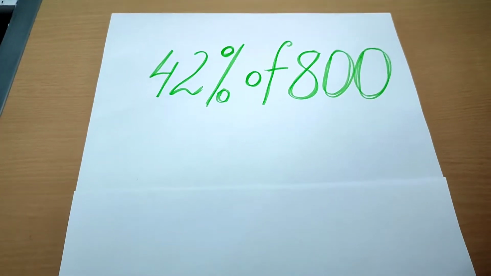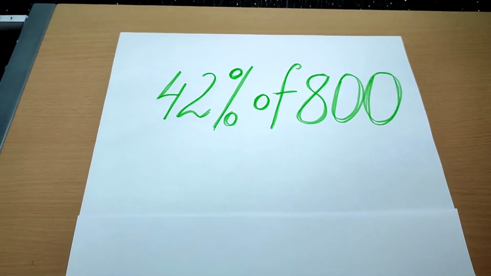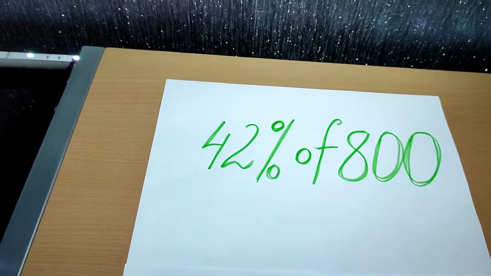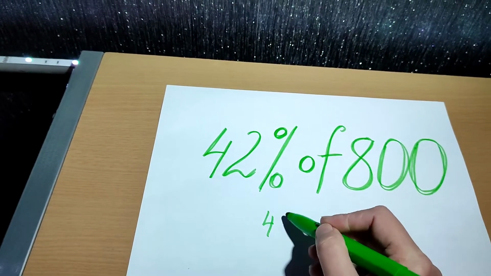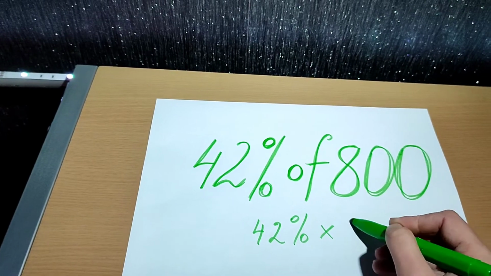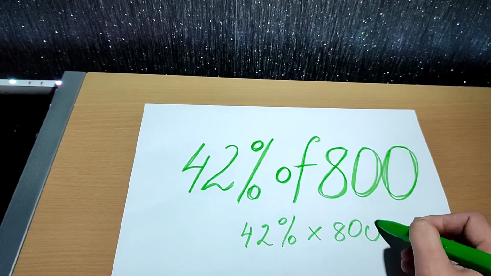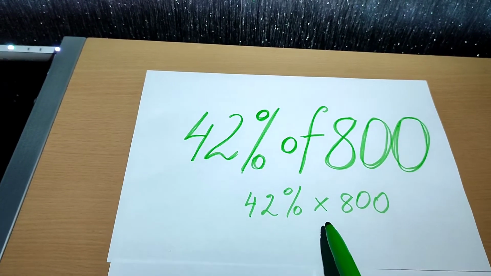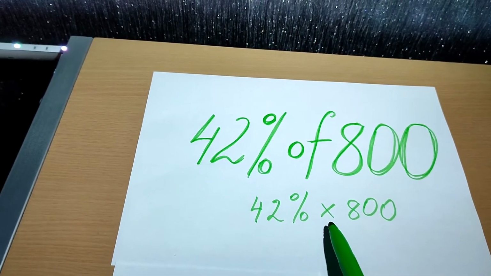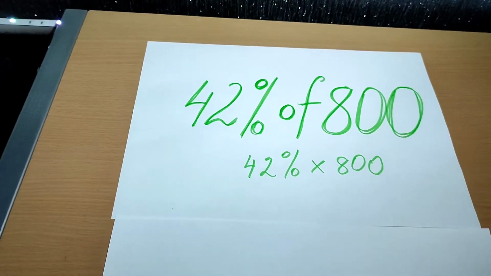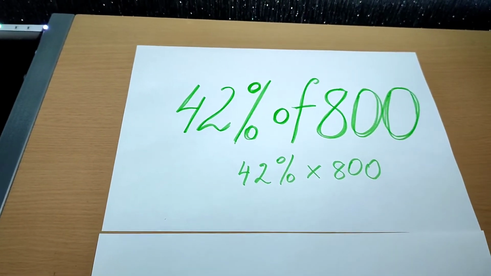Now let's find 42% of 800. Right, let me just tell you something. In your arithmetic paper, it might be written down like this sometimes: 42% multiply by 800. But this just means "of", okay? Don't be confused. Don't just think, oh, I don't know how to do that. That means "of". Okay, so how do we find 42% of 800?